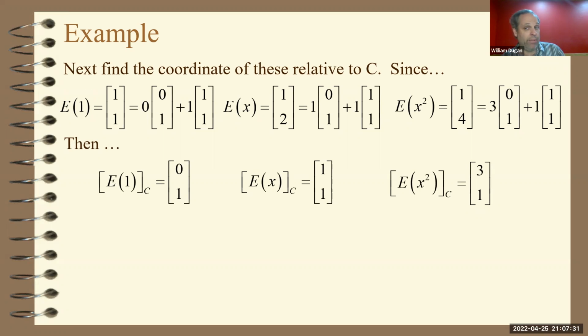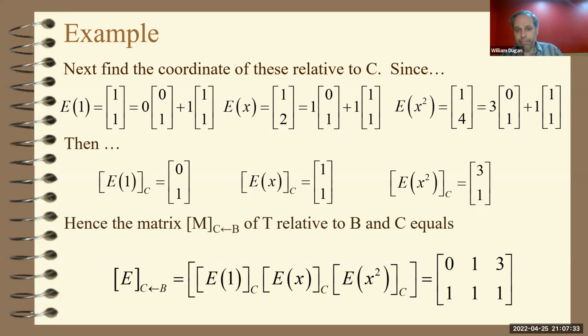Cool. Now that I have that, I then know the matrix. Oh, the matrix of E, not M. E, not M. So that's a mistake. That should be E. The matrix of E from B to C is just the matrix 0, 1, 3, 1, 1, 1. Notice that the matrix is 2 by 3. It's 2 because there were 2 vectors in C, and it's 3 because there are 3 vectors in B.